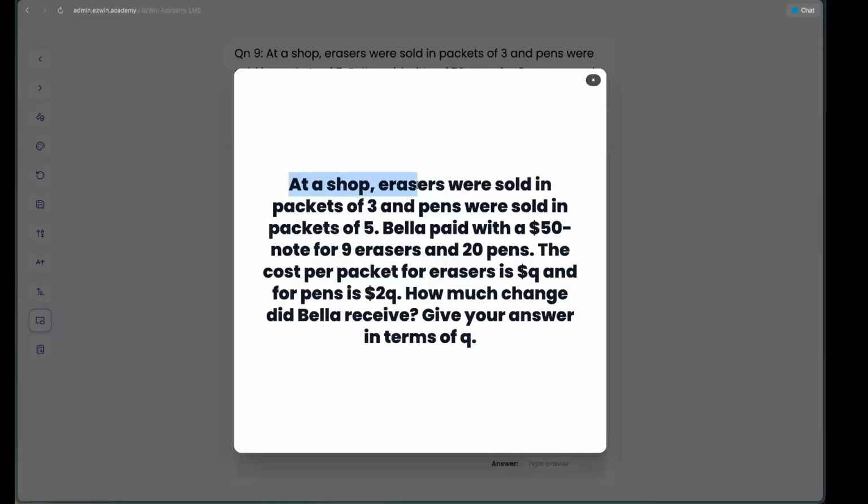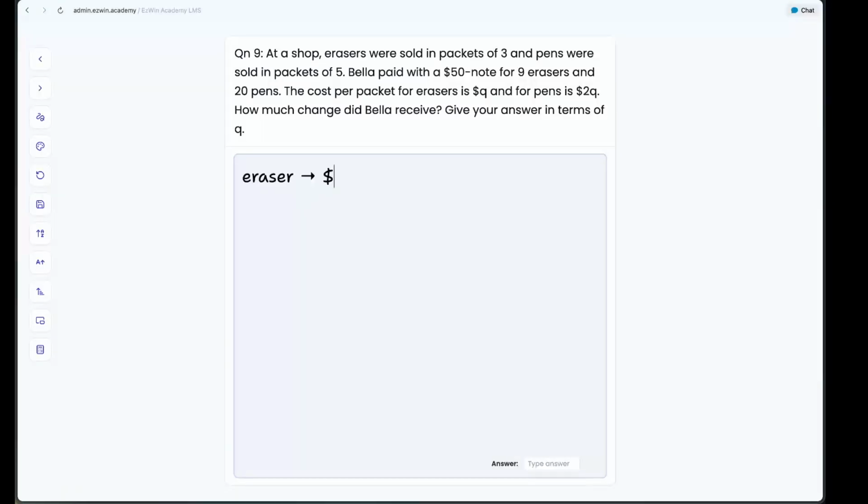Question 9. At a shop, erasers were sold in packets of 3 and pens were sold in packets of 9. Bella paid with a $50 note for 9 erasers and 20 pens. The cost per packet for erasers is Q dollars and for pens is 2Q dollars. How much change did Bella receive? So erasers will be $Q and then pens will be $2Q. So we know that each packet sold was 3 erasers and then 5 pens. Okay, from the question.